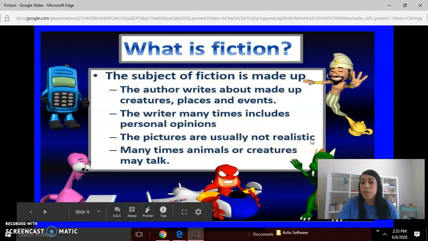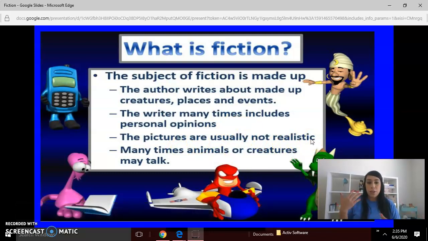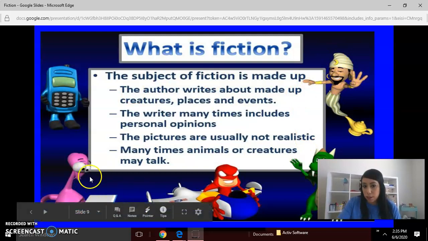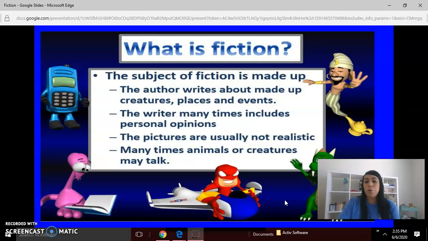So the best way to tell apart fiction and realistic fiction is that fiction has pictures like these, like the genie, like the dinosaur, like the dragon. Those pictures right away tell you that it's fake or fiction. And lastly, D, many times animals or creatures may talk. So in a lot of fiction stories, just like the Three Little Pigs, animals talk. And we all know that's not true.